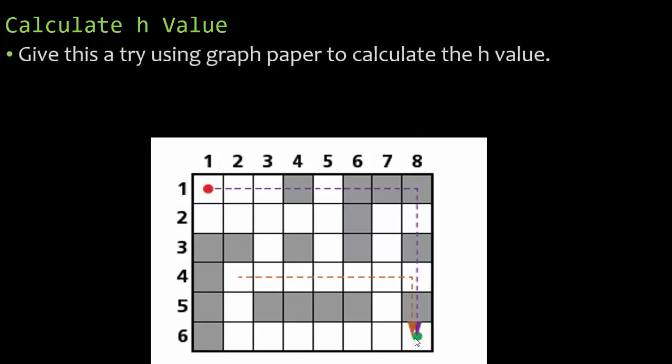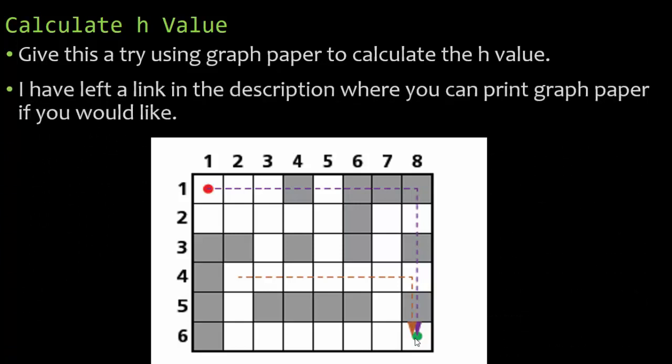So give this a try using graph paper to calculate the H value. I left a link in the description where you can print graph paper if you would like. It'll take you directly there and you can print any graph paper you would like. But go ahead, pause the video, and all you're going to do inside these white squares is write the heuristic or the H value. Go ahead and pause, and then I'll show you what you should have.